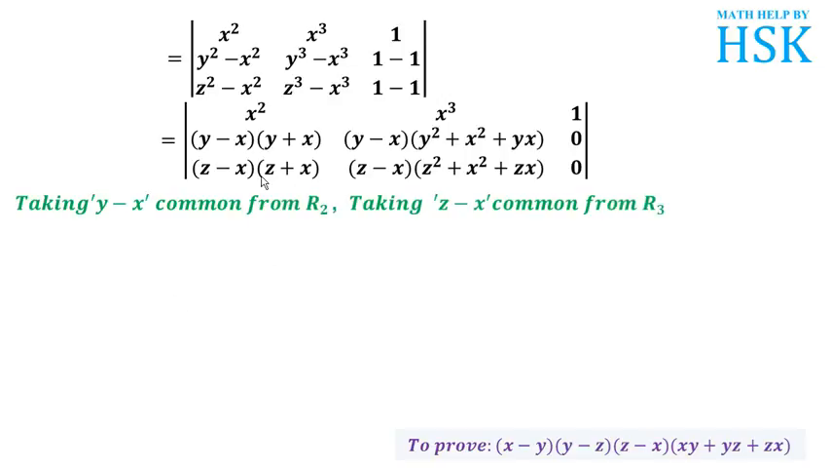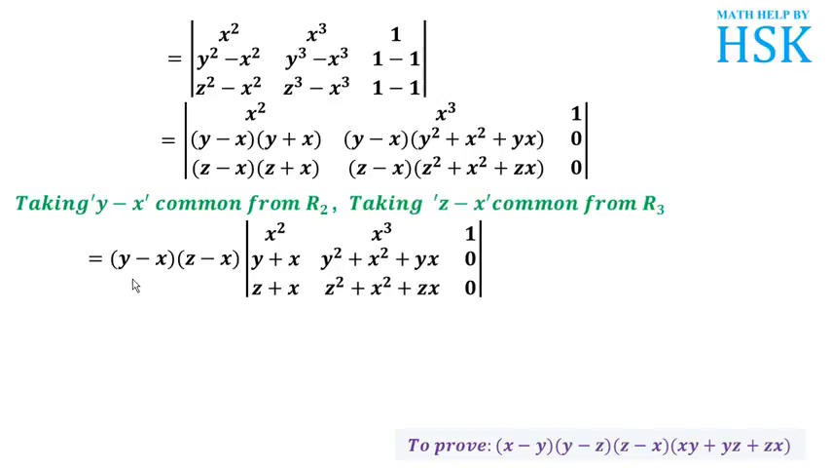So taking y minus x and z minus x common from the second and the third row, I obtain this as equal to (y minus x)(z minus x), and the determinant remains as x square, x cube, 1; y plus x, y square plus x square plus xy, 0; z plus x, z square plus x square plus zx, 0.